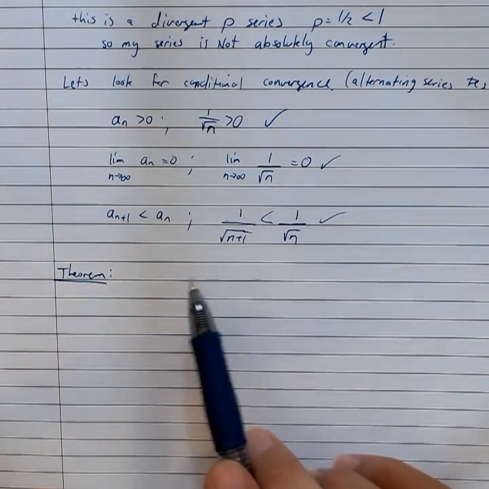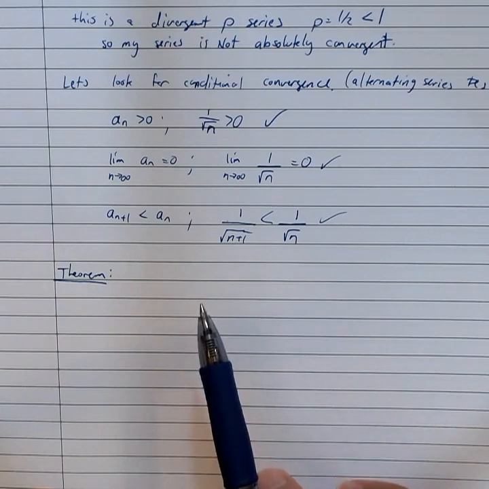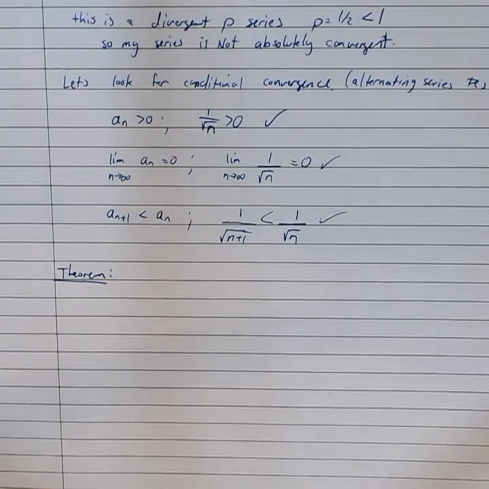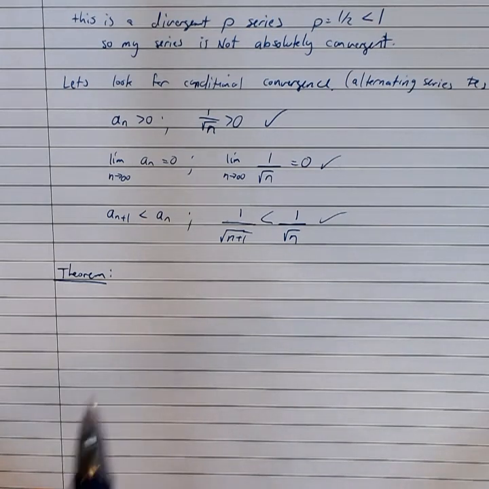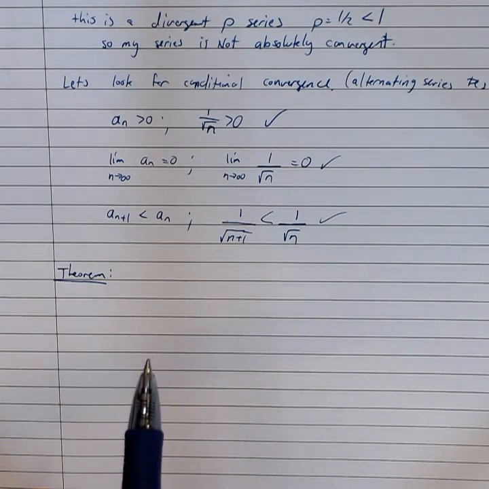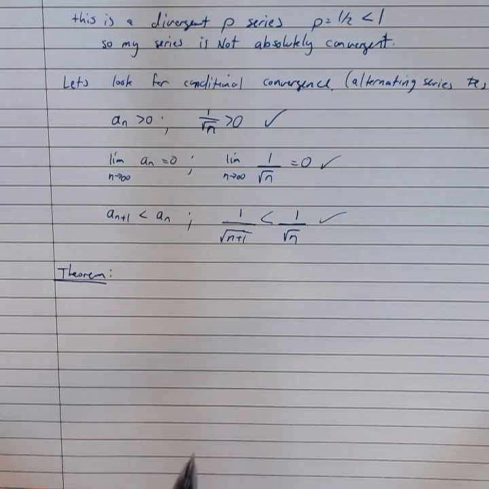However, some of the tests do allow us to find what it converges to. With an alternating series, we can estimate what our series will converge to. All right? So the theorem doesn't actually allow us to determine what our series converges to, but we can get a very, very good estimate.